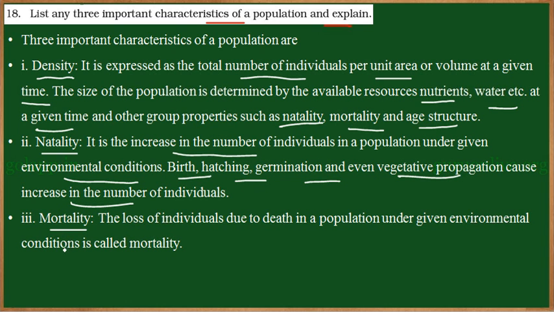Mortality is the number of deaths in a population during a given period. That is, loss of individuals due to death in a population under given environmental conditions is called mortality. So natality increases the population size, whereas mortality is the death rate, and therefore it decreases the size of the population. Now death can be due to accident, or when there are predators and prey that kills the prey, and natural death could be one of the reasons. All this will affect the size of the population.